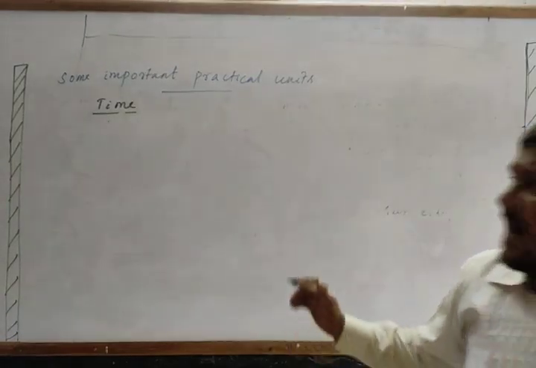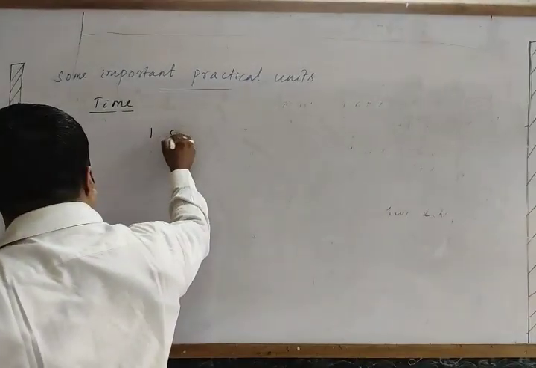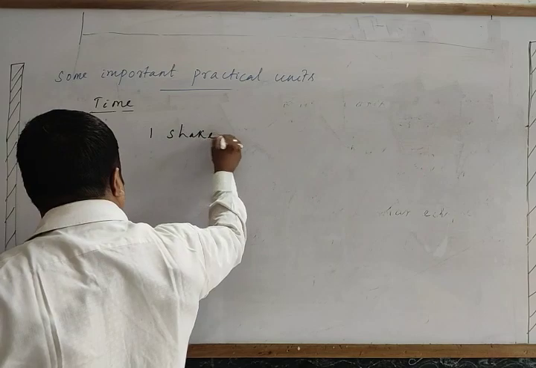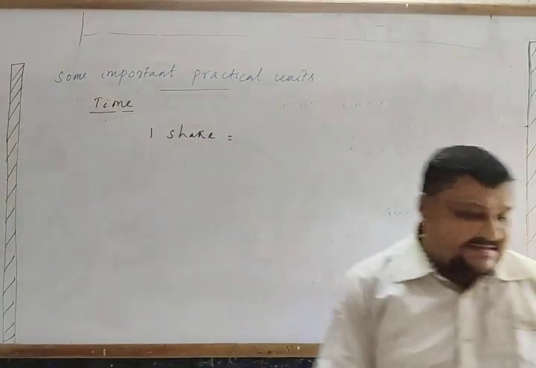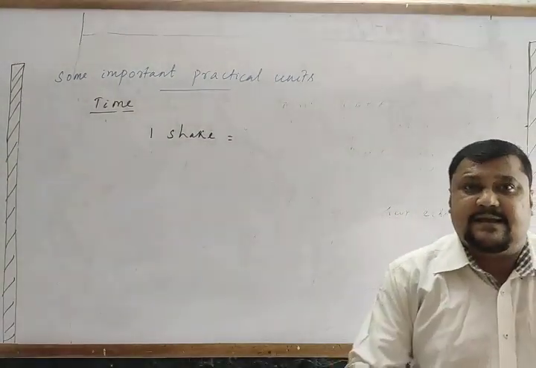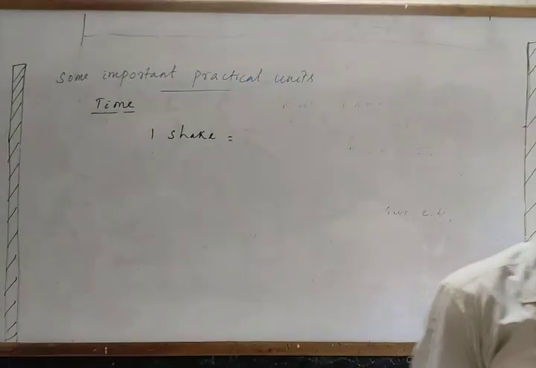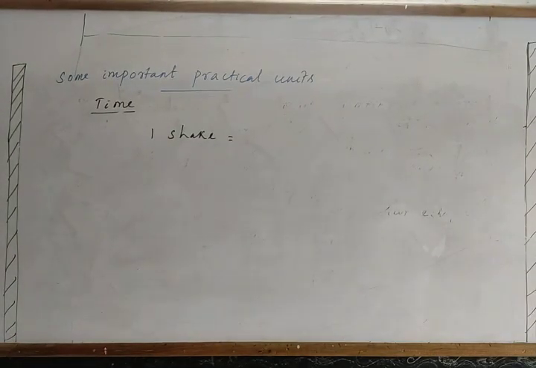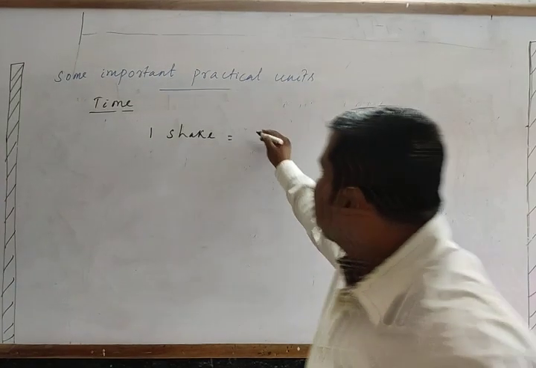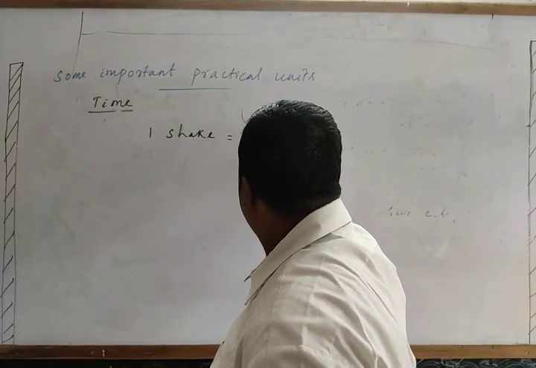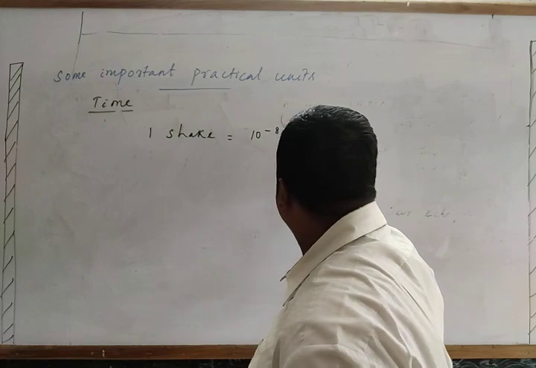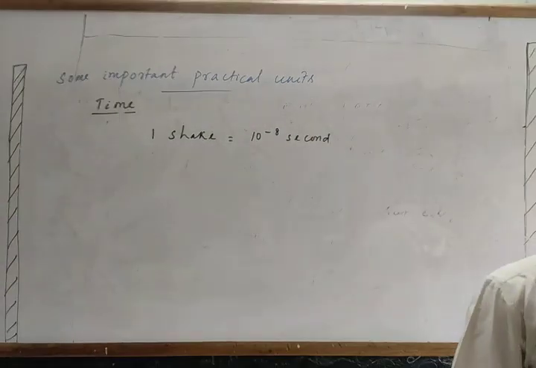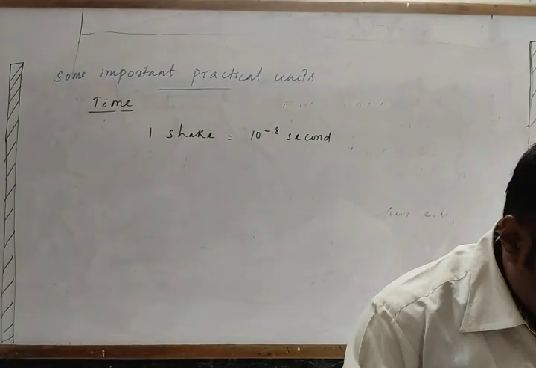Then one is the shake. Shake is a small unit of time. What is that shake? 1 shake is the smallest practical unit of time. 1 shake equals 10 to the power minus 8 second. That is a shake.